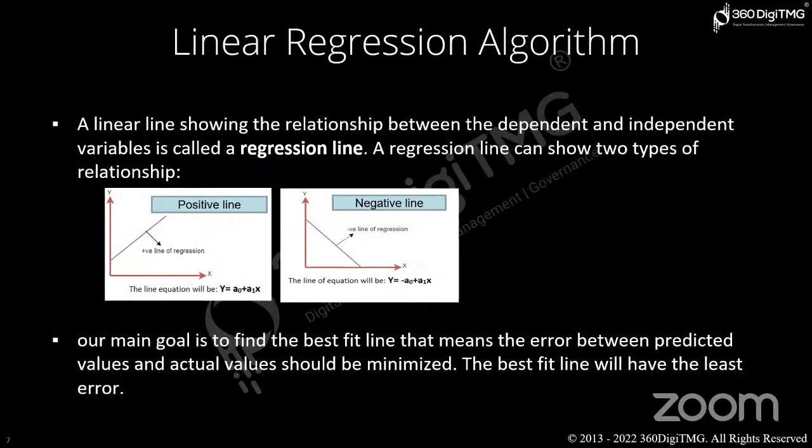Now the linear regression algorithm shows the relationship between the dependent and independent variable through the regression line. The regression line shows the relationship between dependent and independent variable. There are two types of relations: either a positive line or a negative line. The left side picture indicates the positive line of regression, and the right side picture shows the negative line of regression. The main goal is to find the best fit, which means the error between the predicted values and actual values should be minimized. That will give the best fit. The best fit line will have the least error.